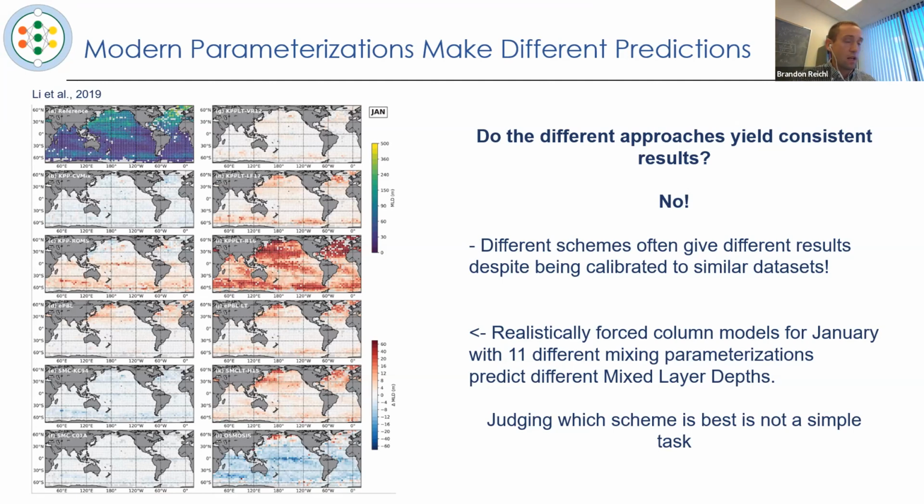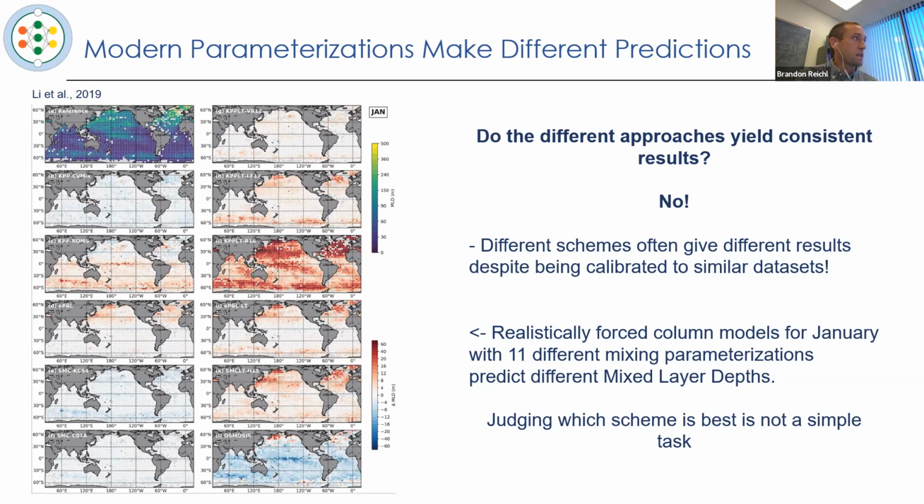You can see there's a lot of red and blue there, indicating that the models tend to disagree in a lot of regions. And you might say, well, which one looks more like the observations? These are column models, so of course we don't actually have observations. If we want to compare to observations, we need to include horizontal processes, and then tracing the biases back to individual parts of the model becomes very challenging. So it's not simple to pick which is best.